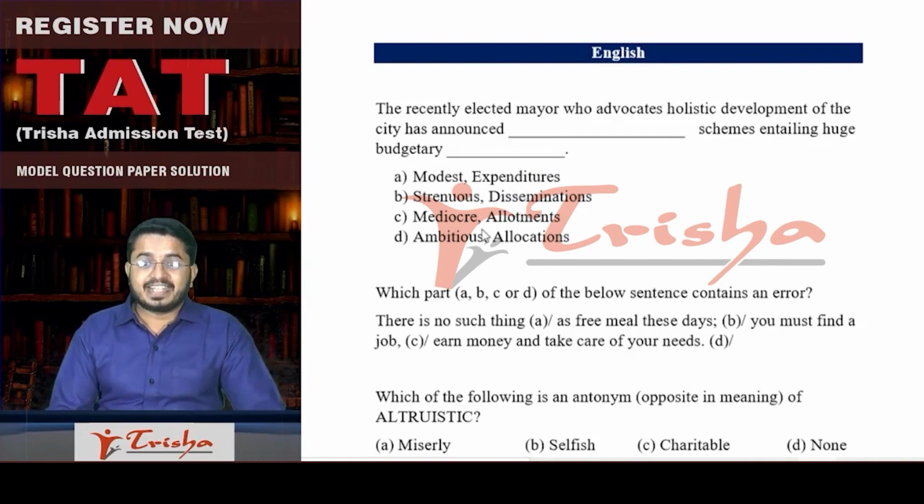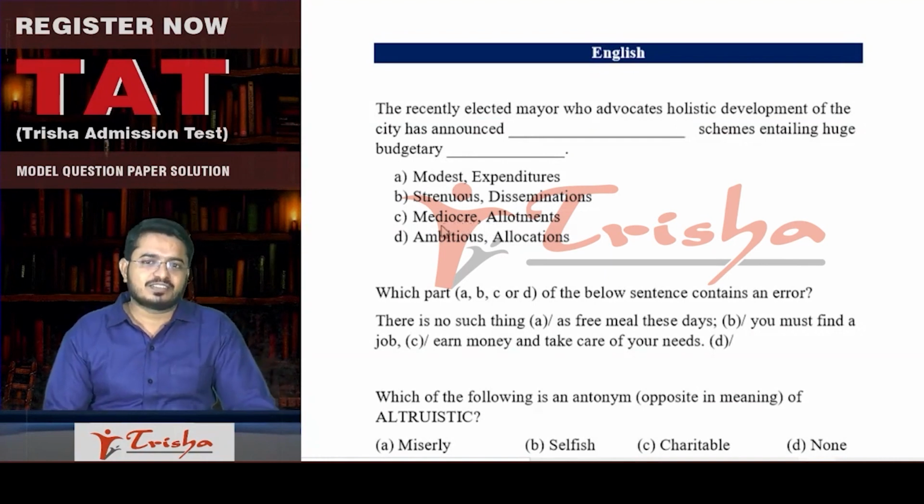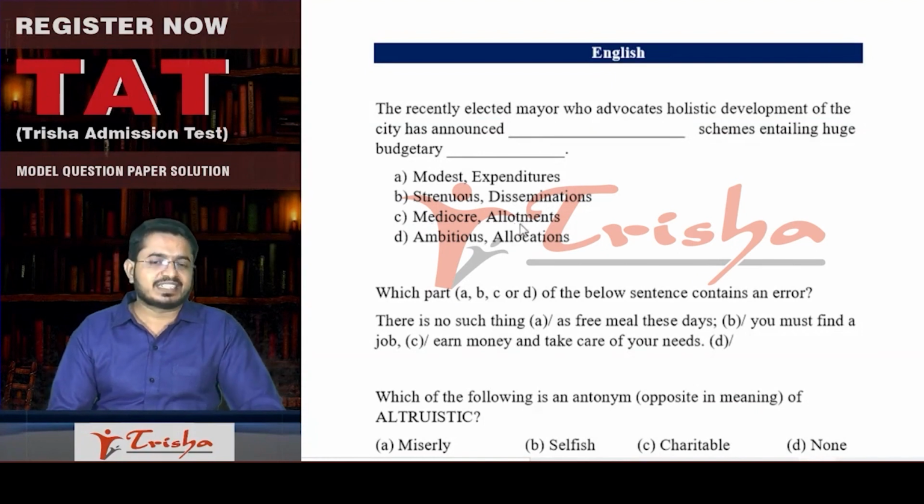Mediocre schemes entailing huge budgetary allotments. Once again, is this the right option? Just like option A, this cannot be the right one, correct? If you are announcing mediocre schemes, that is below average schemes, will your allocations be huge? Will your monetary allocations be huge? Obviously, that is also not the right option. So mediocre schemes entailing huge budgetary allotments is also the wrong option.